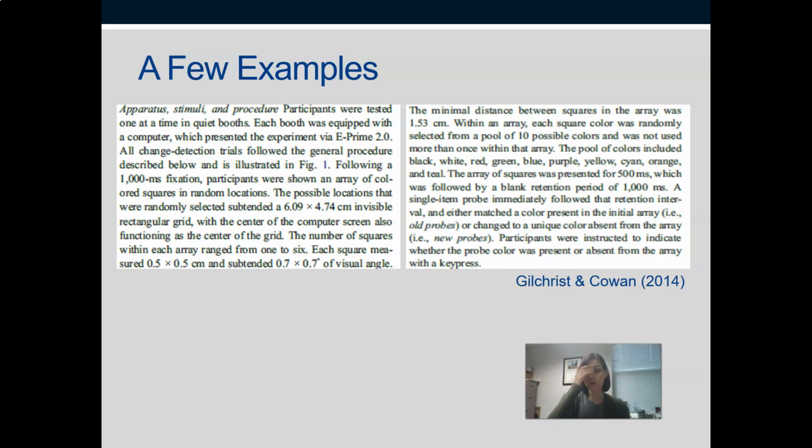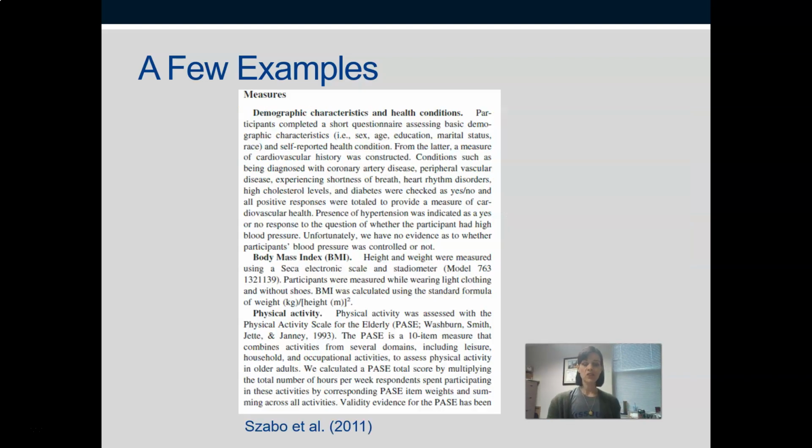Now with ours, because we're looking at word lists and booklets with questions, you are not going to need to be this detailed. You do not need to report how much visual angle the projector took up and the words on the projector took up on participants' retinas. We don't necessarily need that here, but I wanted to show you some of the different levels of detail involved. So here's another one looking at health.